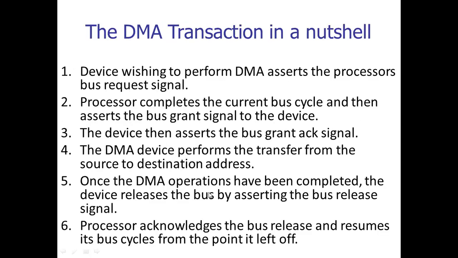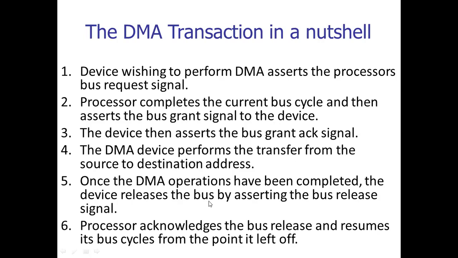The DMA transaction in a nutshell: a device wishing to perform a DMA asserts the processor's bus request signal. The processor completes the current bus cycle and then asserts the bus grant signal to the device. The device then asserts the bus grant acknowledgement signal.